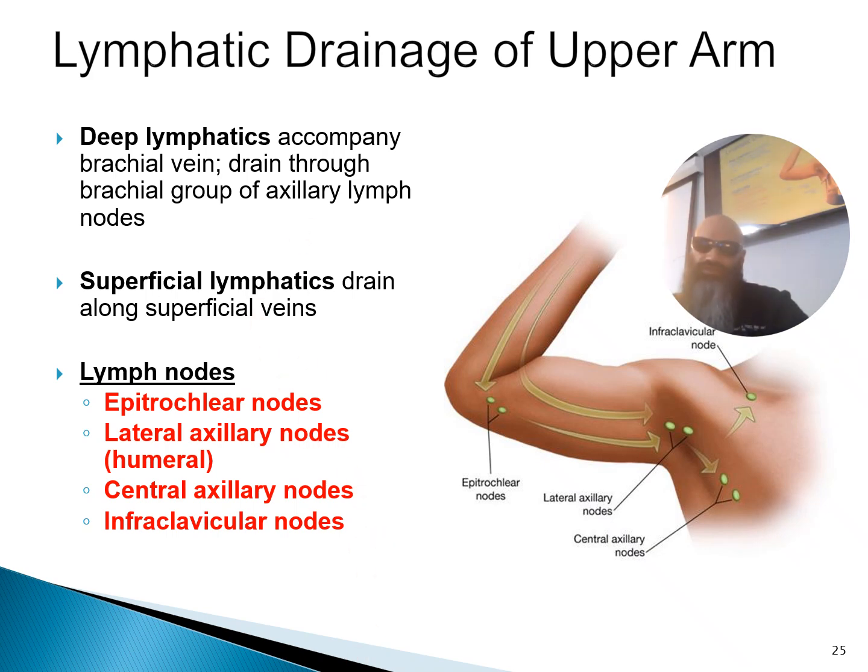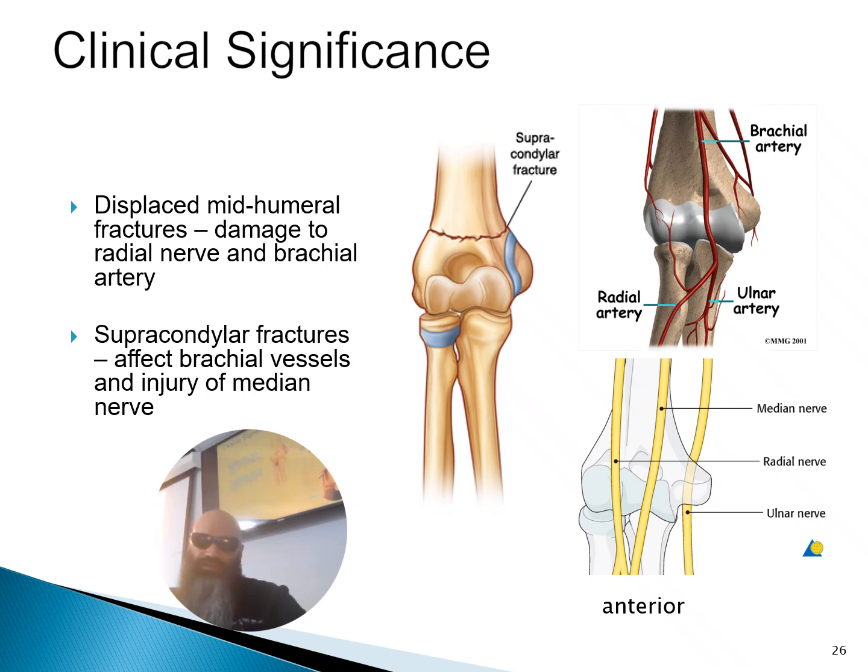All right, so clinical significance. There's a lot going on at the elbows. There are ulnar arteries, radial arteries, the brachial artery, and your radial, ulnar, and median nerve distribution. So when there is a distal humerus fracture, those shards or fragments of bone can also sever an artery or a nerve. I've seen it happen.